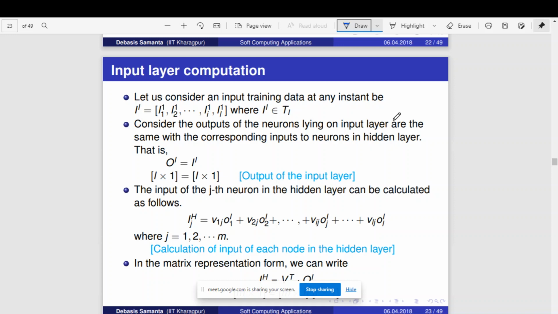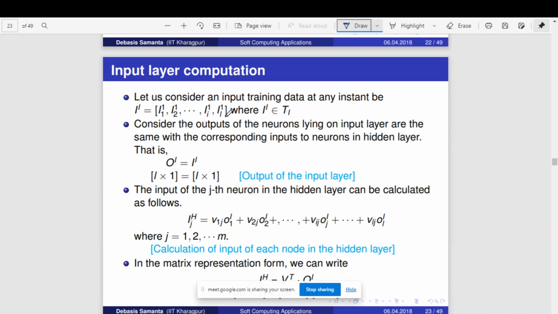Okay, fine. So basically it's in the reverse way. First we will detect the error, and then we will back propagate and adjust the weights of W, and then we will adjust the weights of V. Okay, but here we are discussing first the input layer. So let us consider the input training data at any instant, I1, I2, up to IL.